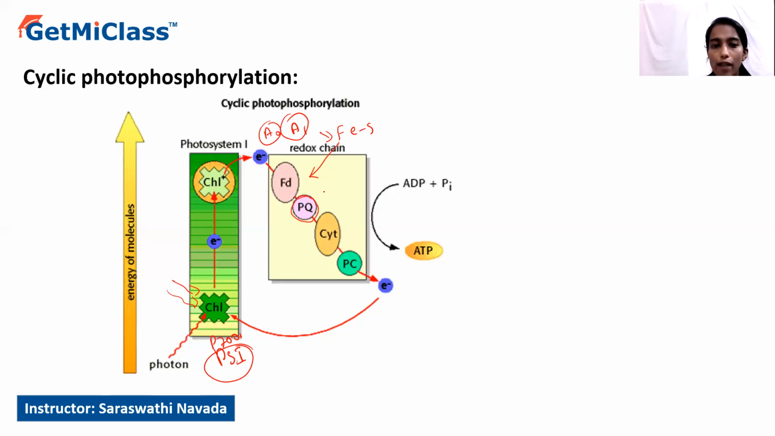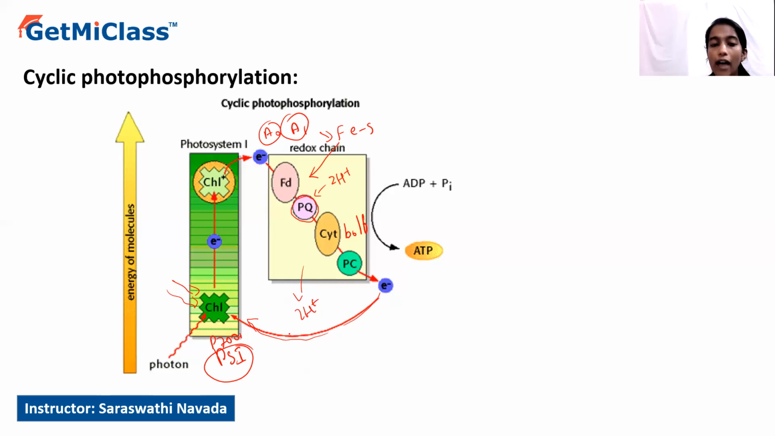You know that plastoquinone accepts hydrogen ions along with the electron, and this electron will be further transferred to the cytochrome B6F complex. From the cytochrome B6F complex, the electron will be accepted, and hydrogen will be pumped to the lumen of thylakoid. And from this cytochrome B6F complex, the electron will be accepted by the plastocyanin, and this plastocyanin now carries this electron back to the reaction center of photosystem 1.